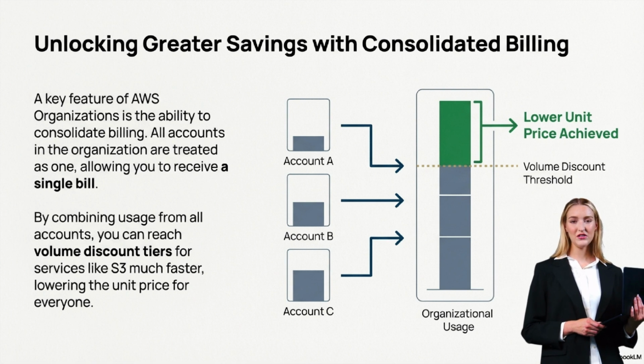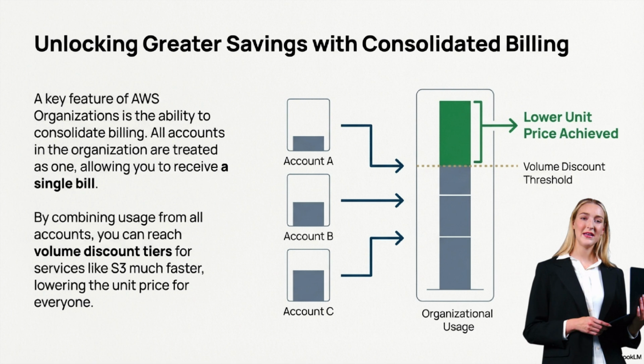By combining usage from all your accounts, you can reach volume discount tiers for services like Amazon S3 much faster. This lowers the unit price for everyone in the organization, essentially rewarding the company for its total scale, rather than penalizing individual departments for their smaller usage.